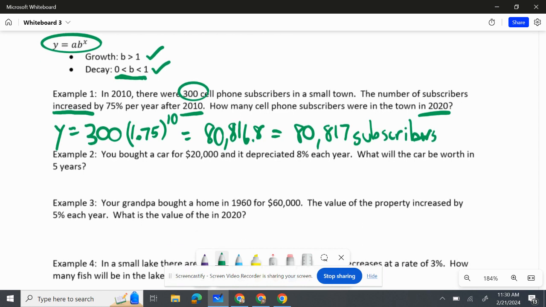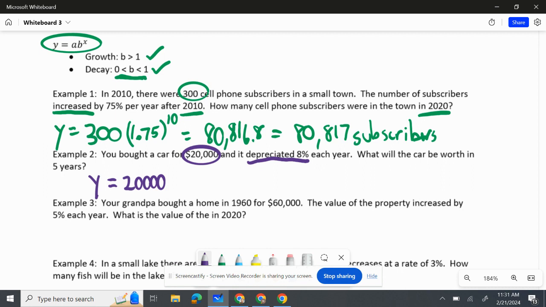Now, example 2. You bought a car for 20,000. So our 20,000, that right there is our initial amount. That's our A value. This is what we start with. So y equals 20,000. Then it says it depreciates by 8%. Once again, depreciate means that it's in between 0 and 1. So it has to be less than 1.